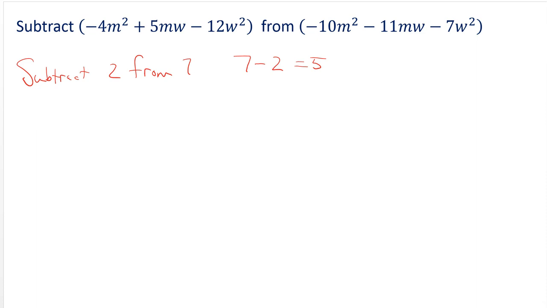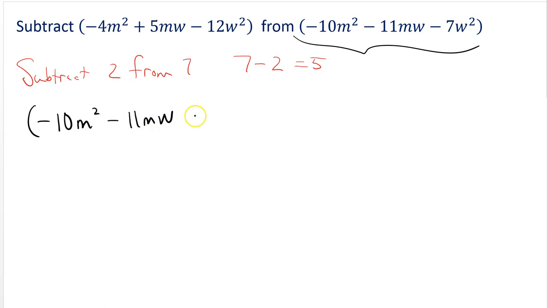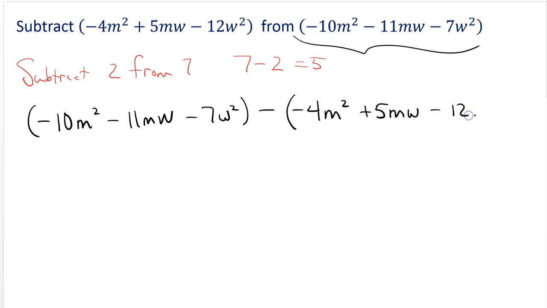So when I write this problem, I have to write this second polynomial first. So I have negative 10m squared minus 11mw minus 7w squared. And I'm going to subtract the original polynomial that was listed. Be real careful. When you subtract polynomials, you must have parentheses around that polynomial that you're subtracting, because if you don't, your signs will be incorrect.